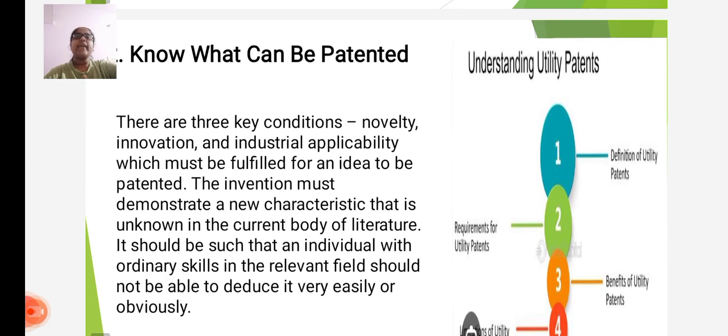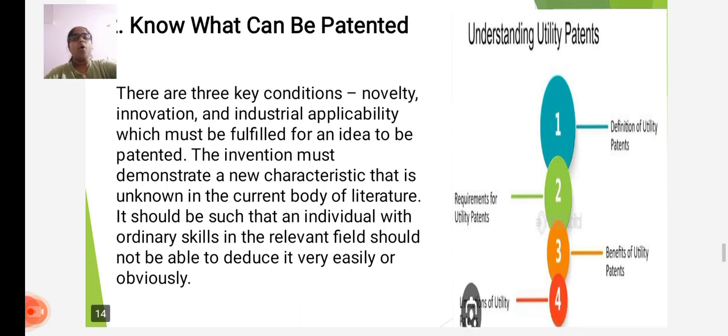Know what can be patented. There are three key conditions: novelty, inventiveness, and industrial applicability, which must be fulfilled for an idea to be patented. The invention must demonstrate a new characteristic that is unknown in the current body of literature. It should be such that an individual with ordinary skills in the relevant field should not be able to deduce it very easily or obviously.